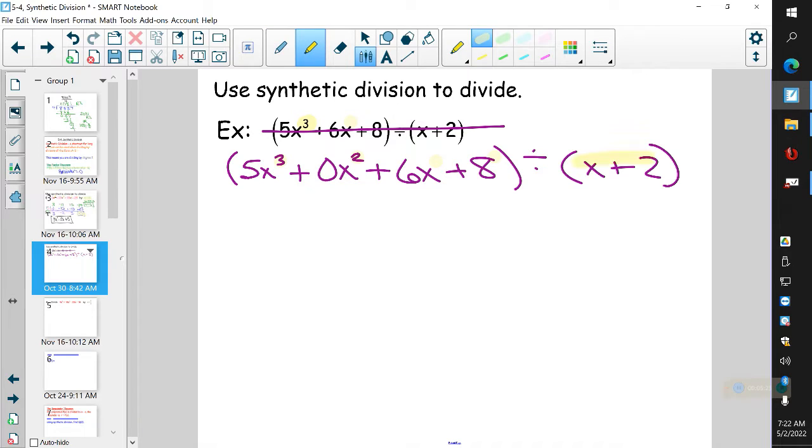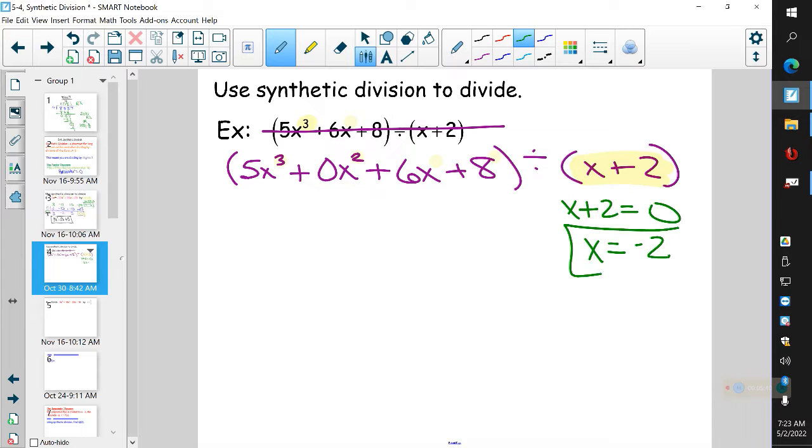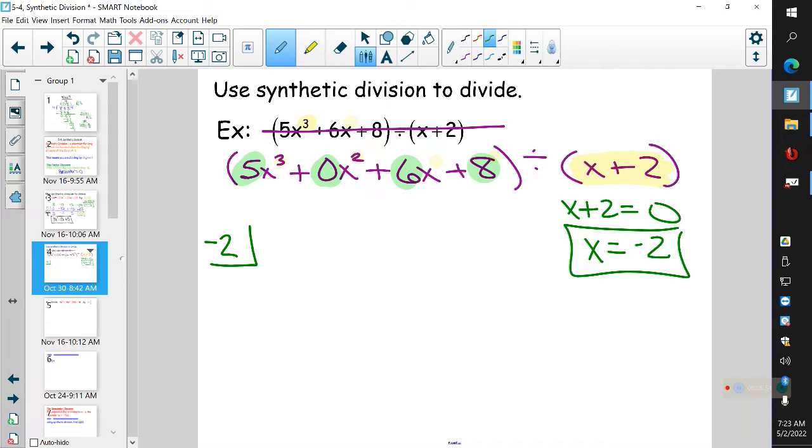At this point, I come over to the right-hand side and I look at the x plus 2. What do we know about that? We know that I need to take this value and set this equal to 0. And that's the value that's going to go in my half box. So that's equal to -2. So I put the -2 in the half box. And I'm going to drop down only the constant terms, including the 0 and the coefficients. So I'm going to have a 5, a 0, a 6, and an 8.